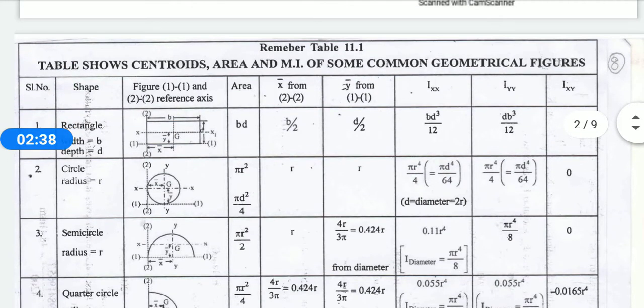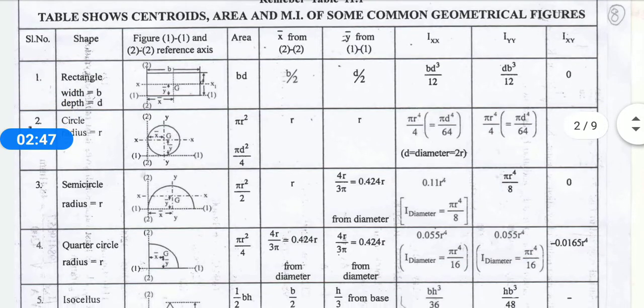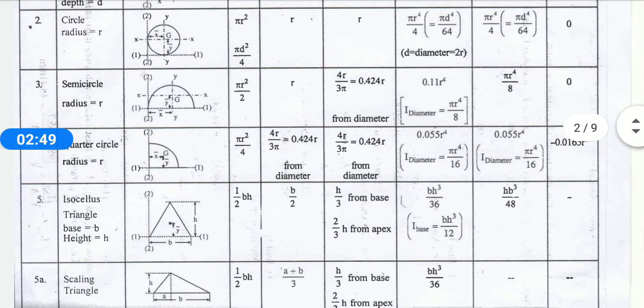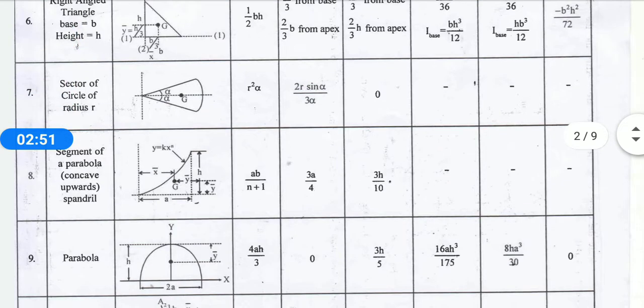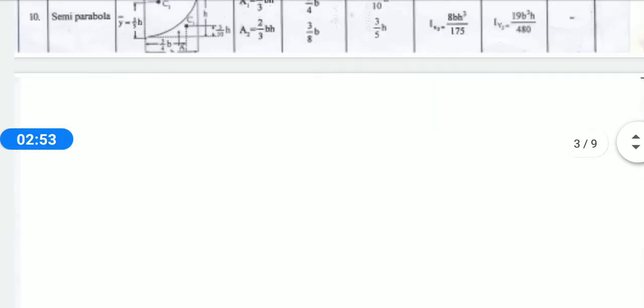And this table, I hope that you studied this table because this is very important for this module. Without knowing this, you can't pursue the other problems. So read this also, then come for the problems.